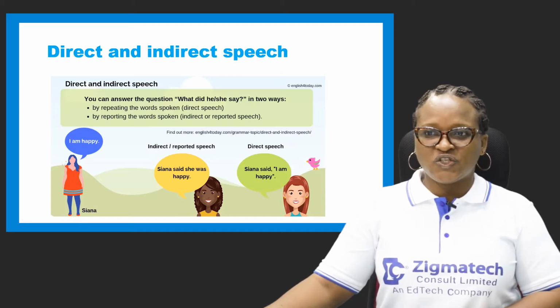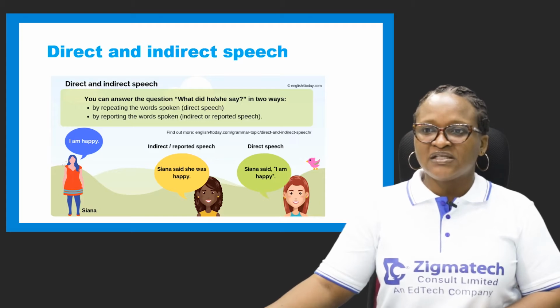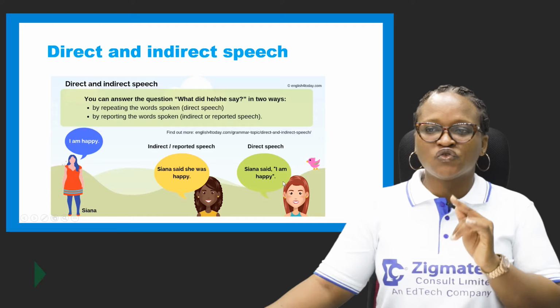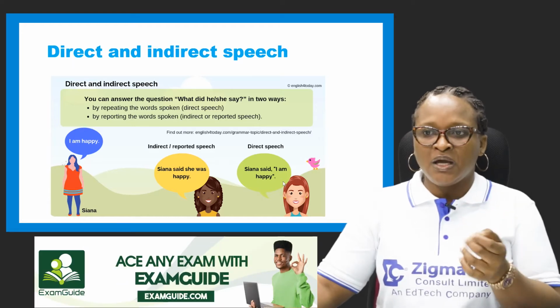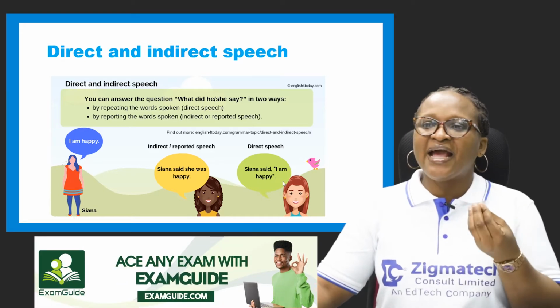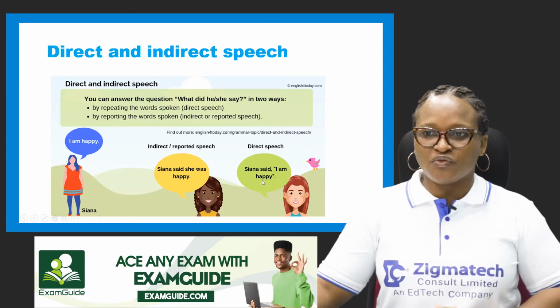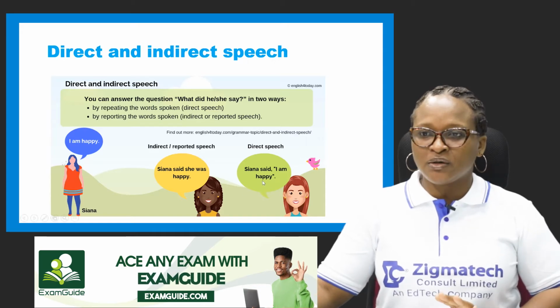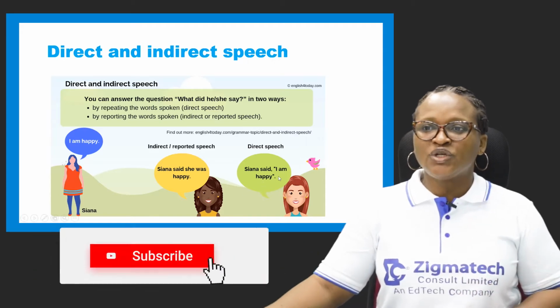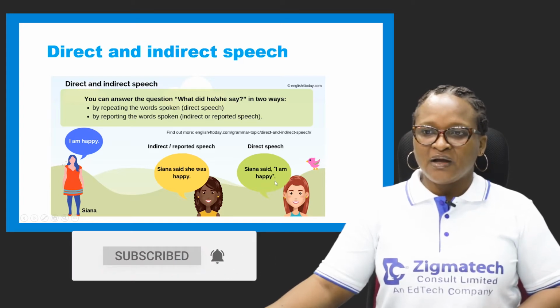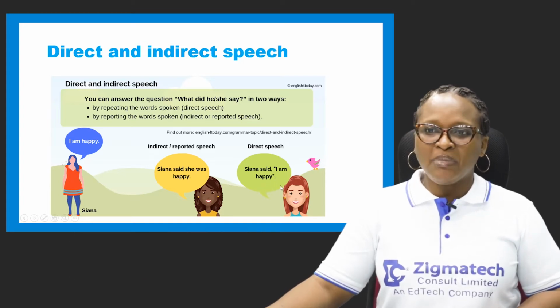And that's the direct speech, the quoted speech. You see that this is in a quotation mark. Sienna said, that's what Sienna said. The speaker now is repeating the exact words of Sienna. He says, Sienna said, I am happy. That's the direct speech, also called quoted speech. So this is the exact words of Sienna. That is, I am happy.